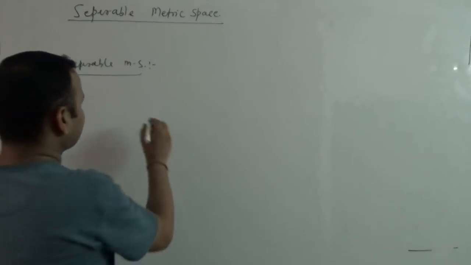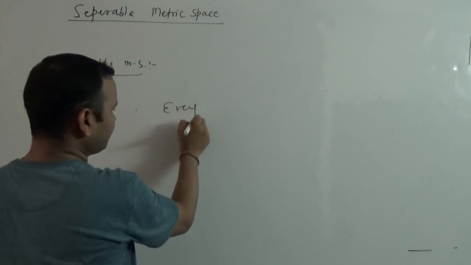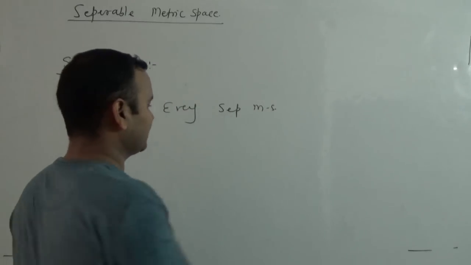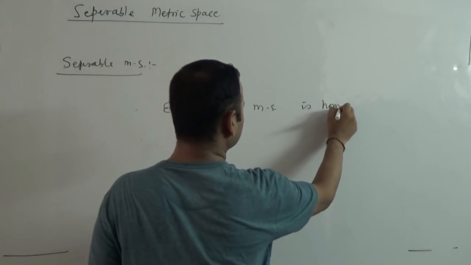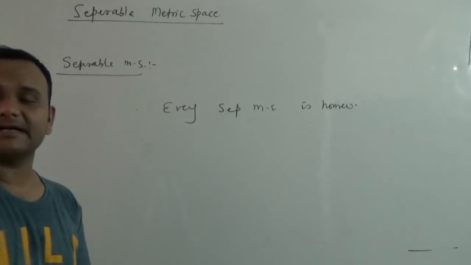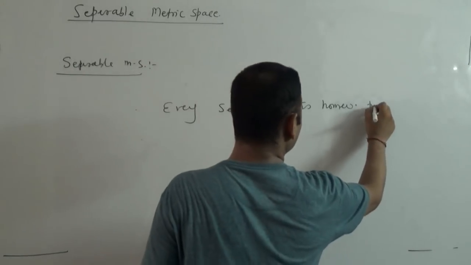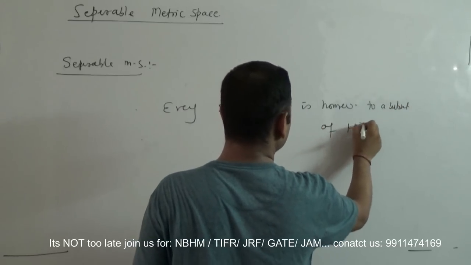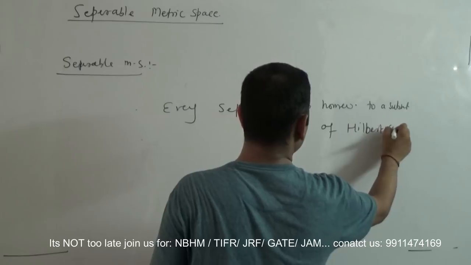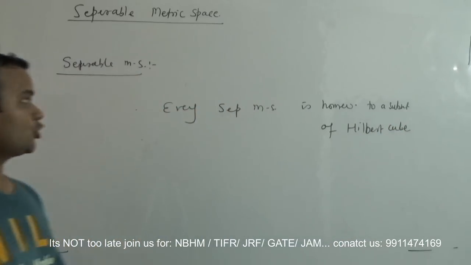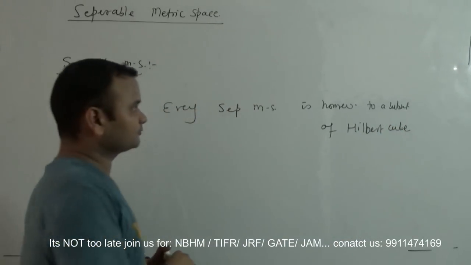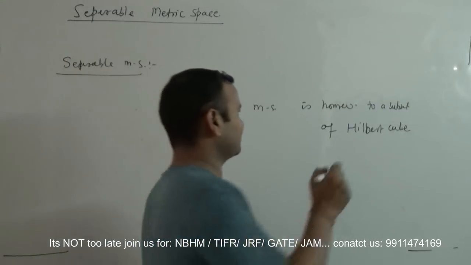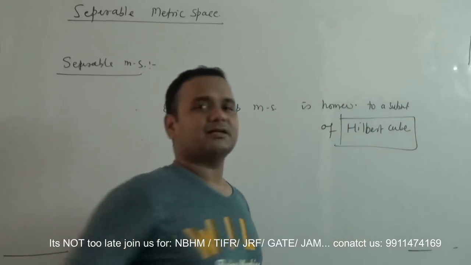एक और जो example है, that every separable metric space is homeomorphic to a subset of the Hilbert cube. ठीक है ना? कोई भी आप separable metric space उठाते हो ना, any separable metric space, that is going to be homeomorphic to subset किसका? Hilbert cube का.